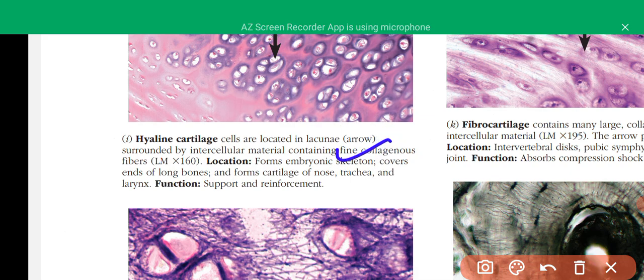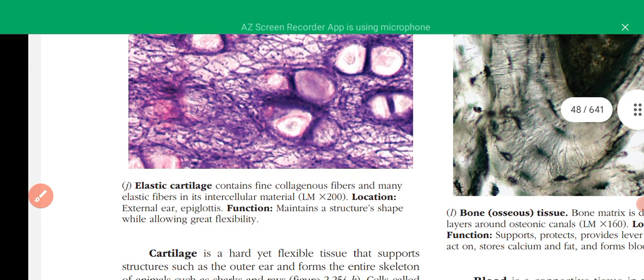When an embryo's skeleton is going to be formed, it actually consists of a chondrocytic or hyaline cartilaginous skeleton, and it also covers the ends of the bones at the joints, and it forms the nose and trachea. What is the function? Support and reinforcement.